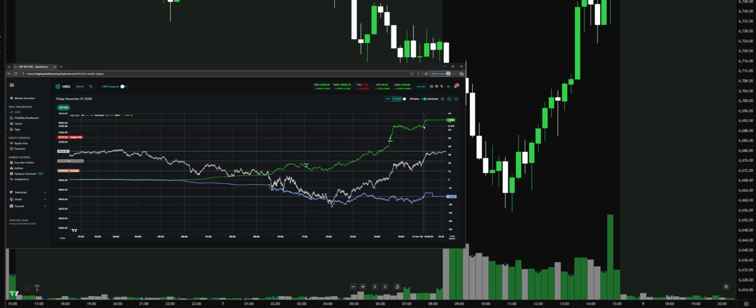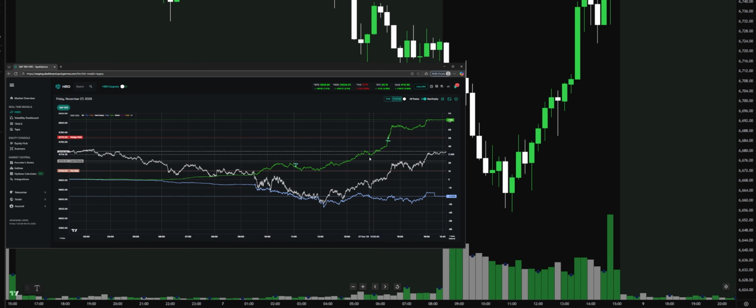7 billion of 0 DTE notional is a phenomenal amount of call buying. Anything over about 3 billion is considered a very high amount for a 0 DTE session. But this is the way that I use the HIRO tool when I'm trading. I want to identify who is taking control of the chart.